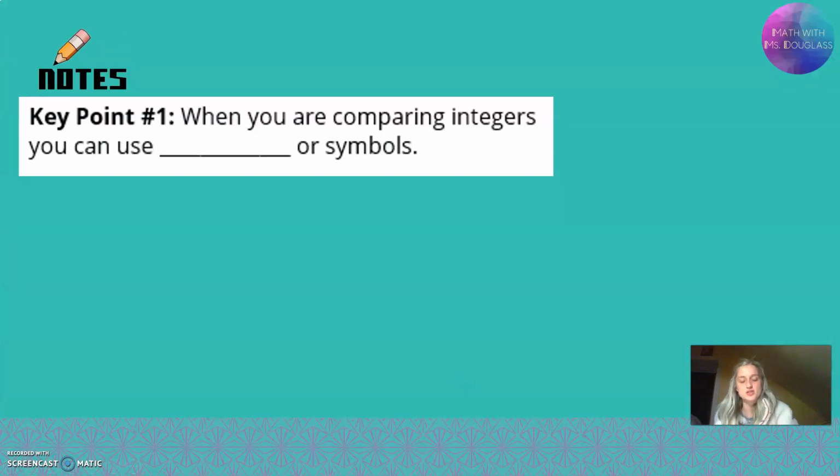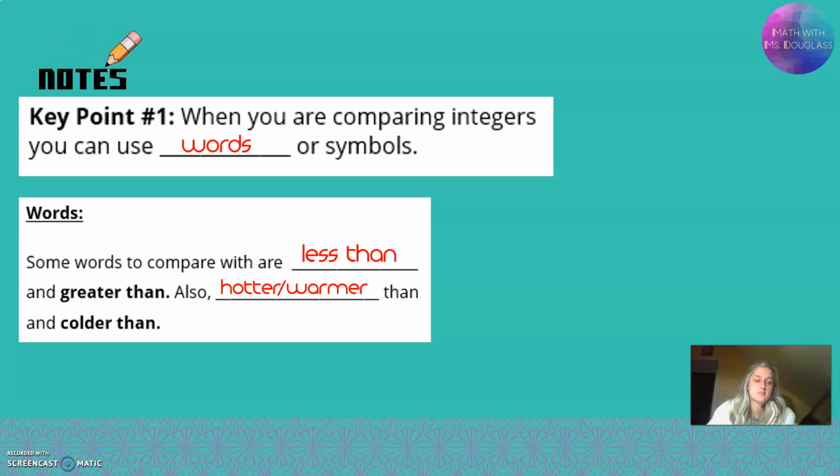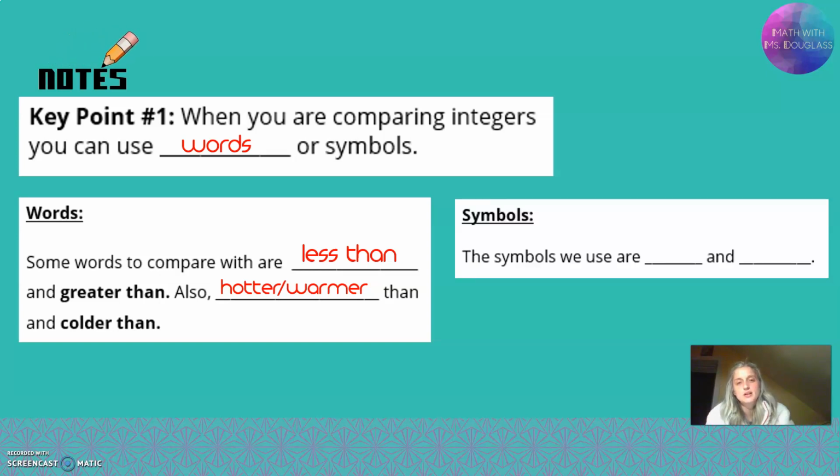When you are comparing integers, or any numbers, rational numbers, whole numbers, anything, you can use words or symbols. Some examples of the words to compare with are less than, greater than, also hotter or warmer than, colder than. Those are comparison statements. Bigger than, smaller than, those are some other examples. Really, the most mathematical ones we use are less than and greater than, but you might see some other ones that pair with those integer vocab words we've talked about.